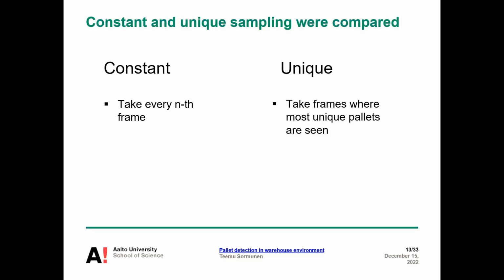As defined previously in the research questions, one of the questions considered what is the optimal way to subsample the video data. Two different subsampling techniques were compared: constant sampling and unique sampling. Basically, constant sampling takes every nth frame. This is seen as the baseline sampling. Unique subsampling takes the frames where most unique pallets are seen. This is done by first calculating the embeddings for each of the pallets, and from these embeddings the most unique ones are found and a data subset which contains these pallets is created.